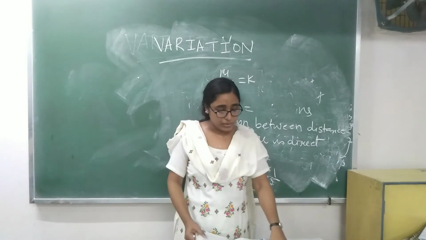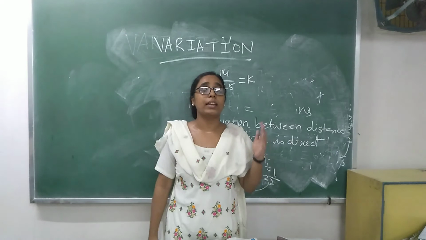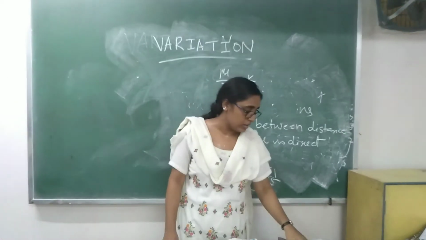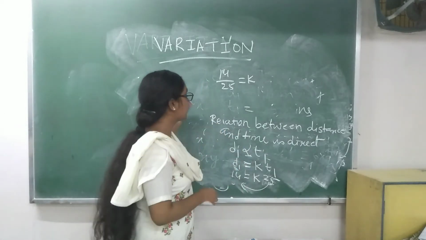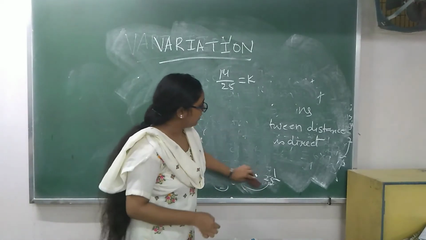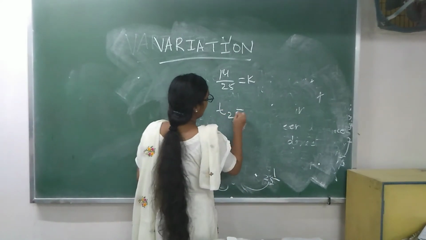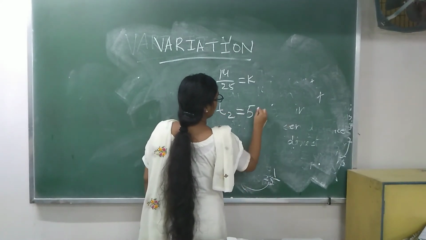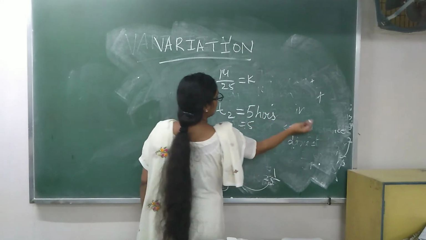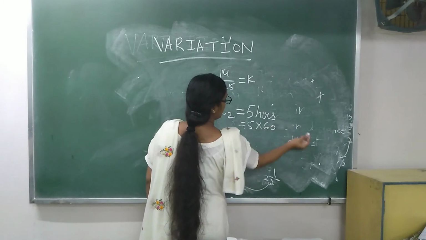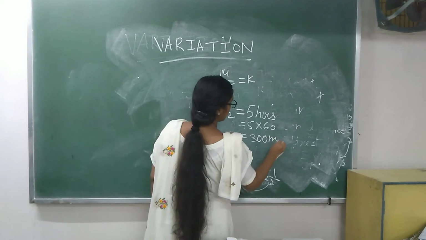How much path will he go in 5 hours? Means how much he can travel in 5 hours. But in the last one it was given in minutes, so you have to convert this time into minutes. So t2 is given, the second time, how much? 5 hours. To convert hours to minutes, you multiply by 60. How much will you get? 5 into 60, 300 minutes.